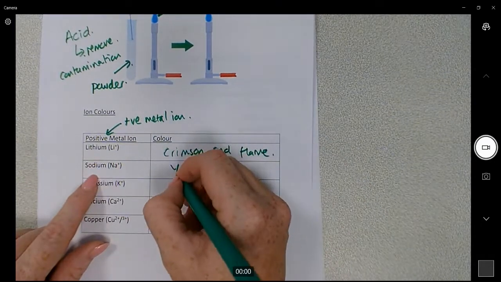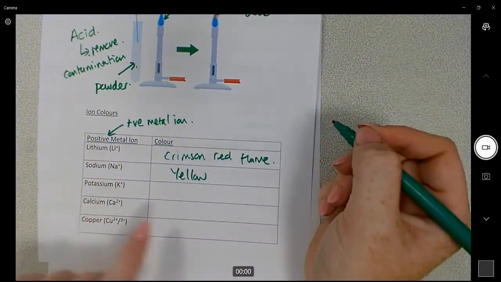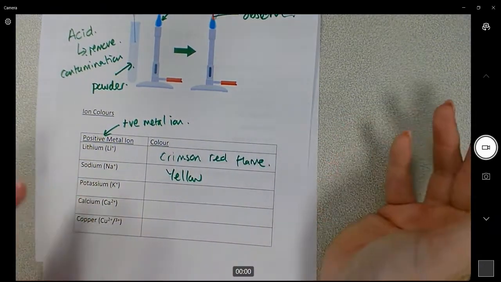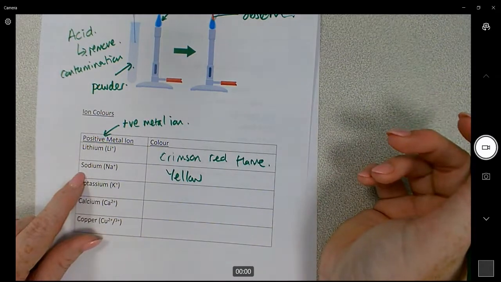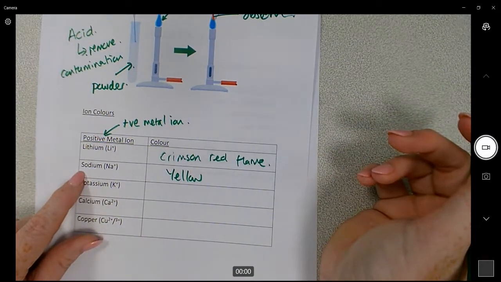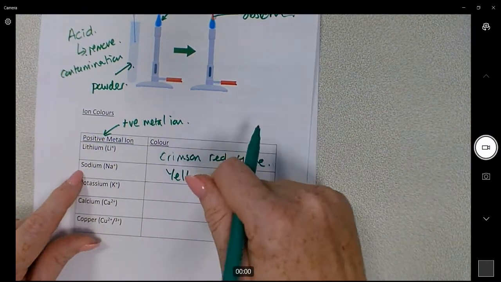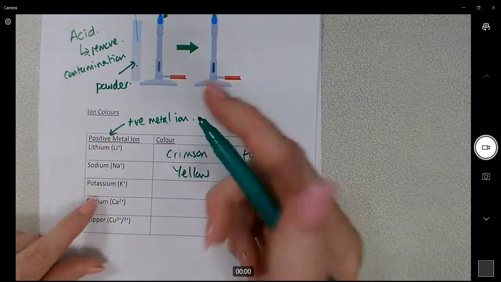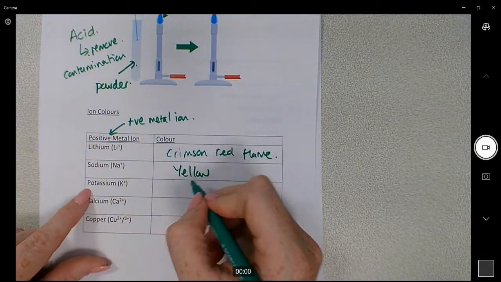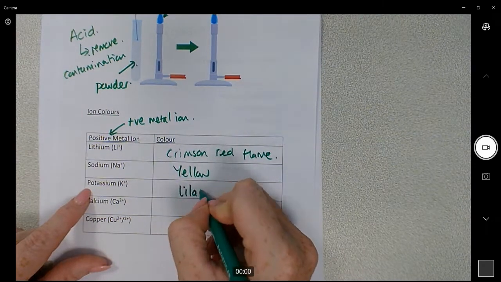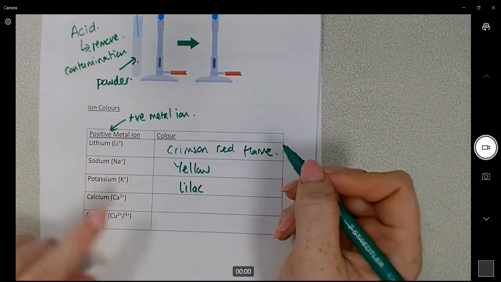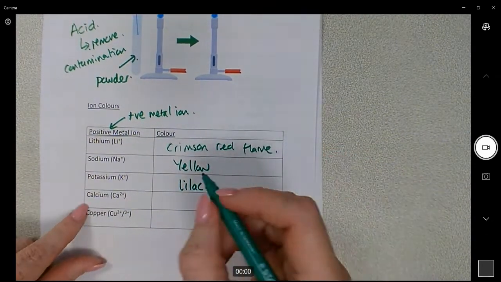Sodium is a yellow flame. Now, although I know the sun is not yellow, because it is in fact white, but can you see how we see it here on Earth is yellow? So sodium begins with an S, the sun is yellow, that's how to remember sodium is yellow. Potassium, again, is a purpley lilac colour, so it's lilac. And again, P for P, so purple lilac colour.